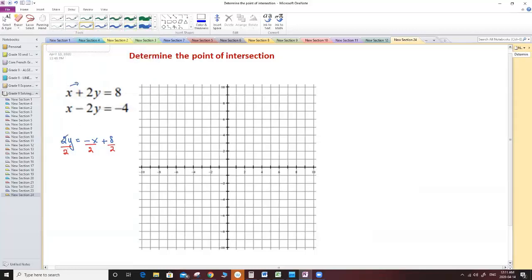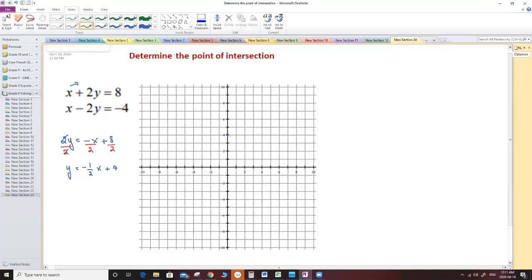Now I can continue. I can simplify 2 with 2, so I will have y equals negative 1 over 2 x plus 4. And in this way, I can draw the line on the graph. Plus 4 means the y-intercept, so I can add a dot at positive 4 here.